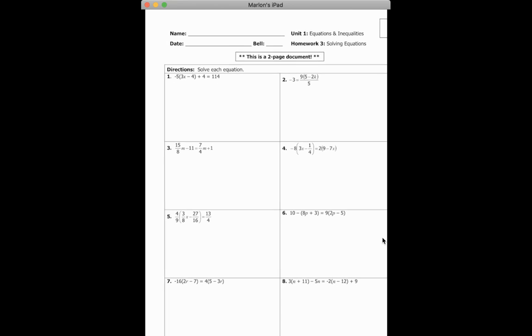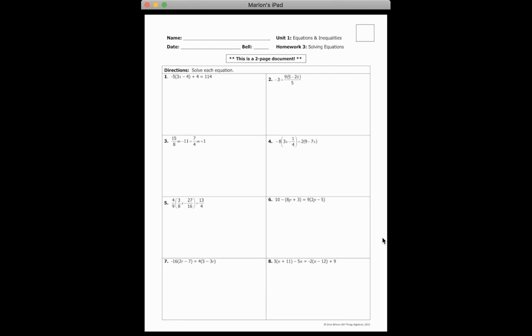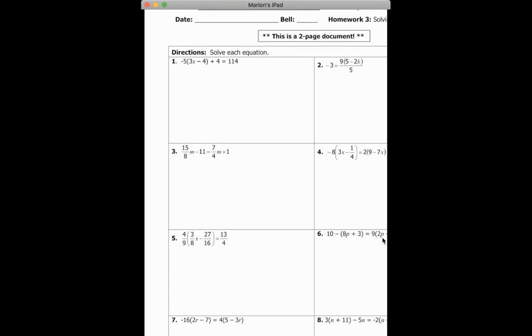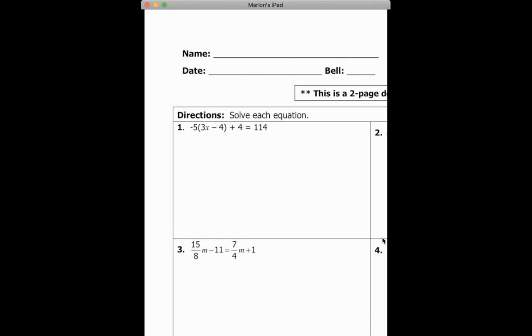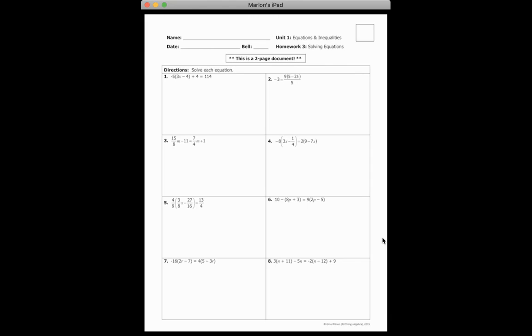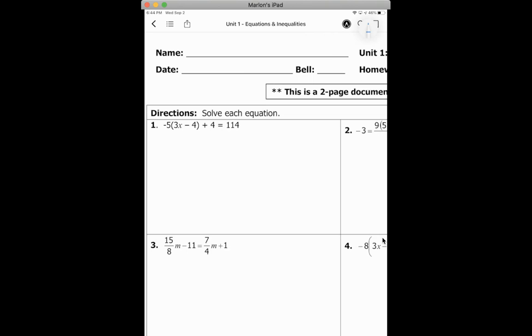So let's take from your handout, let's try to find answers for some of these problems. So let's have problem number 1. Let's try to solve this equation. Problem number 1, you have negative 5 times 3x minus 4 quantity plus 4 equals 114.